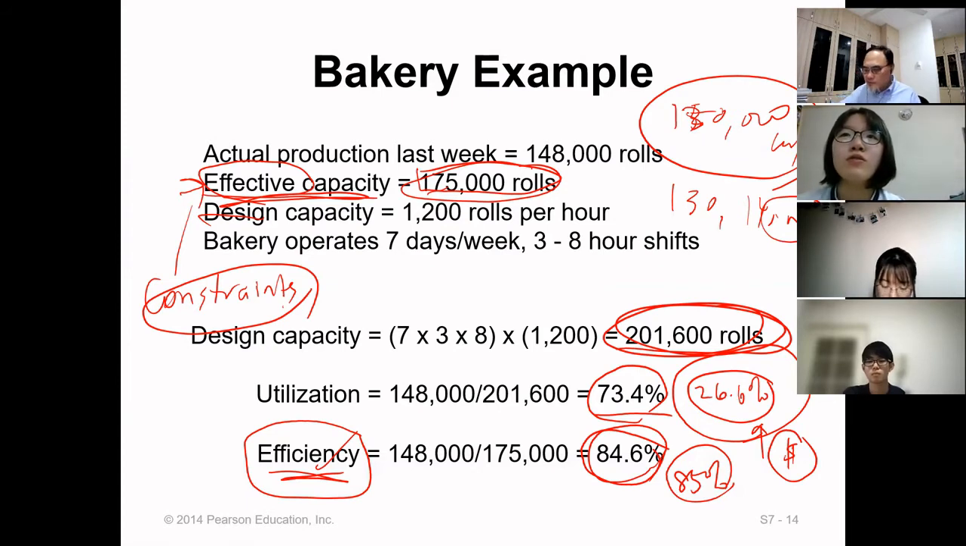So in reality, efficiency is more accurate. Efficiency is a much more accurate measure of capacity, basically. Thank you so much. Okay, no problem.